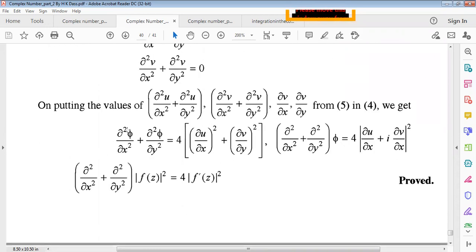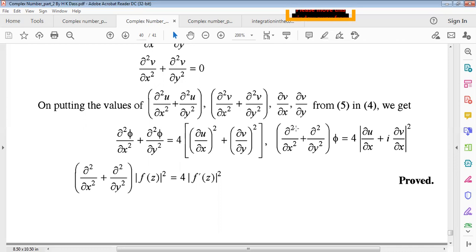We get easily del square phi by del x square plus del square phi by del y square equals 4 into this one. So this equals del square by del x square plus del square by del y square, phi equals 4 into the absolute value of this. Del u by del x plus i del v by del y. This is the complex function of complex variable. Okay, and first derivative.